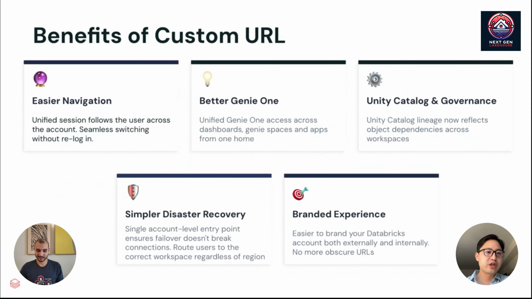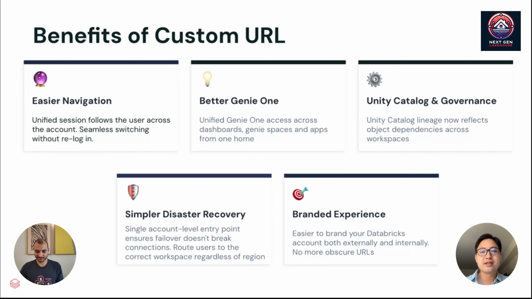So what we're talking about today is custom URLs, and I'll walk through some of the key benefits, and then we can get into a demo a little bit later. One of the obvious benefits is easier navigation. What this means is that you have one unified session that follows you as a user as you navigate the account. So you can navigate to yusuf.databricks.com, if that's your custom URL, and then that session persists across your entire experience on Databricks, right? You don't have to re-authenticate or log in again as you're navigating through workspaces or different assets.